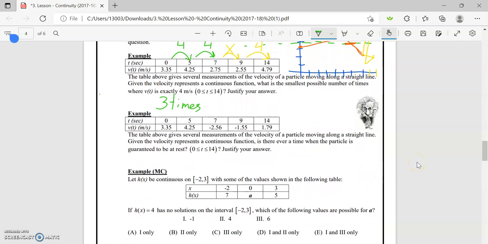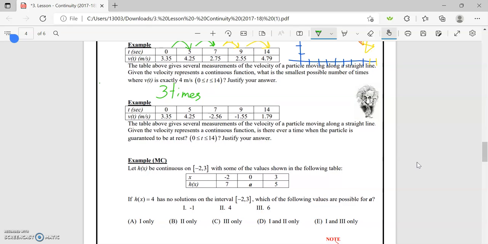Let's do one more. Guaranteed to be at rest. Okay, so this example, no different. It's just a different scenario, but it's asking kind of the same thing. Is there ever a time when the particle is guaranteed to be at rest? Okay, so we still have time in meters per second velocity.